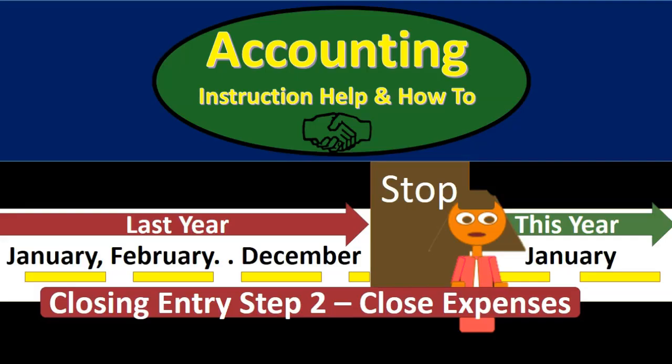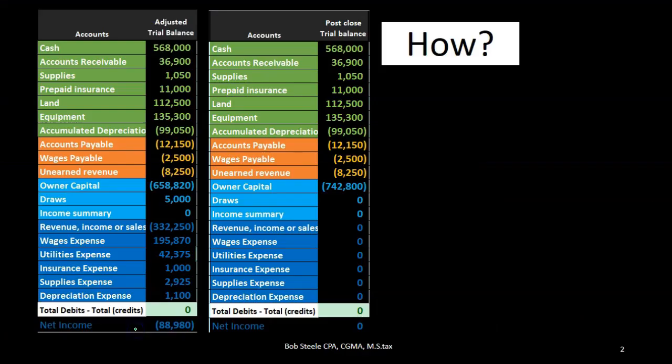Hello, in this lecture we're going to talk about the closing process, step 2 of the 4-step process, being closing the expense accounts to the income summary. Remember that the goal of the closing process is to close out the temporary accounts. That would include the draws as well as all the income statement accounts, including revenue and expenses, to the capital account. So we want our adjusted trial balance, the thing we use to make our financial statements, to look like the post-closing trial balance with all these zeros from the capital account down.